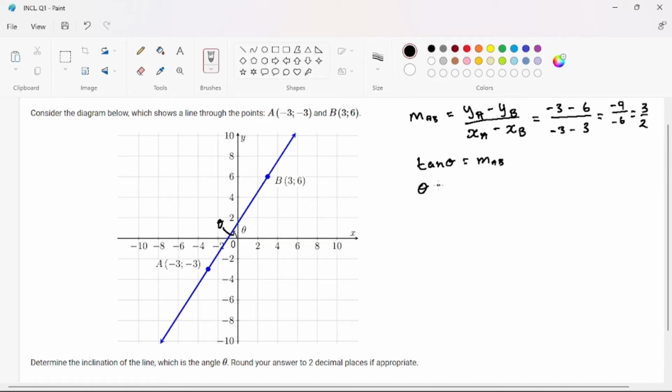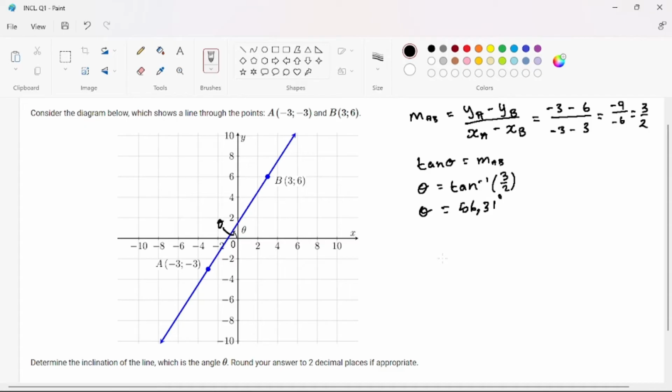So you are going to punch your calculator. You are going to say shift tan, and then it's going to show you an arctan, right? So you are going to have 3 over 2 here. And then our theta is going to be 56.31 degrees. They are saying determine the angle of inclination, which is the angle theta. Round your answer to 2 decimal places. That's why I rounded it to 2 decimal places, guys.